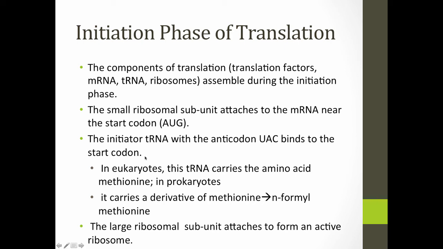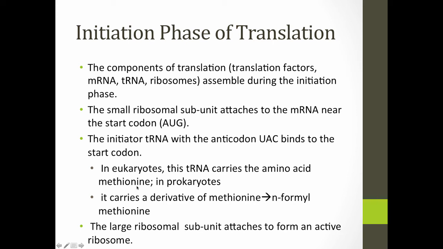And in this case, the start codon is in the P site. So this tRNA enters into the P site. All the other tRNAs will enter into the A site except for the start codon tRNA. In eukaryotes, it's just methionine, the amino acid that it carries. In prokaryotes, it's a derivative of methionine called N-formyl methionine.